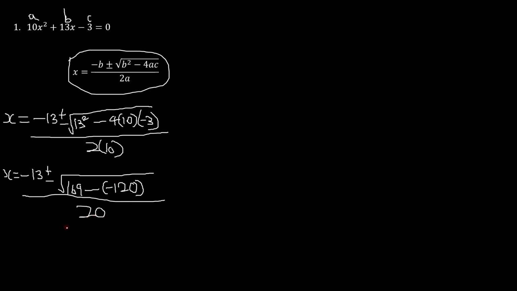So we're still going to write x again to simplify it further. x is equal to minus 13, we write it again, minus 13 plus or minus the root of 169, minus times minus, which is plus 120, all over 20.